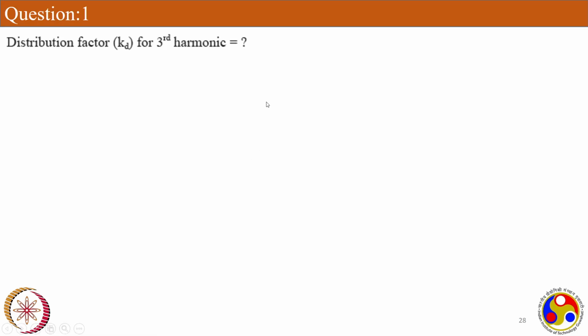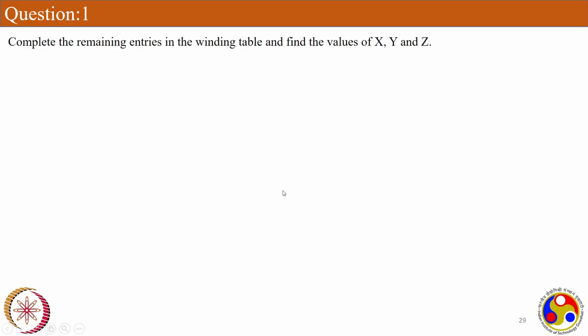Now the distribution factor for the third harmonic, KD = sin(M k beta/2) / (M sin(k beta/2)), where k is the harmonic, M here is slots per pole per phase, k is the third harmonic, and beta is 15 degrees. So it's simple. You can complete XYZ with the coil span and all. You can just quickly solve all the XYZ values. It should not be difficult.